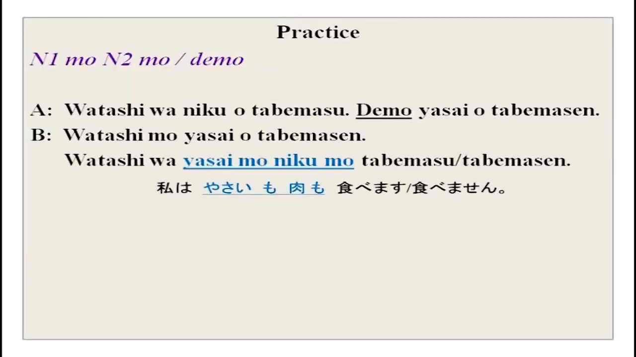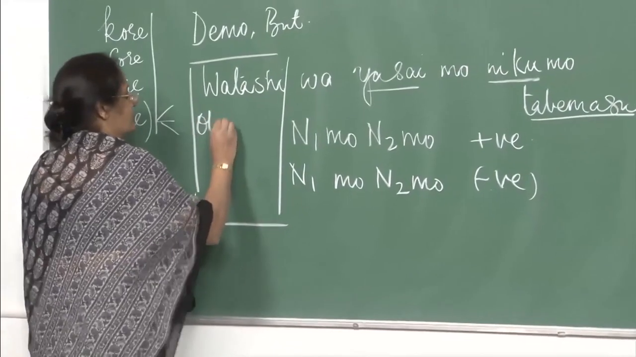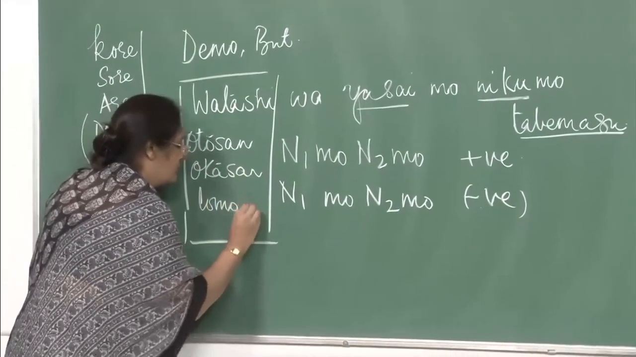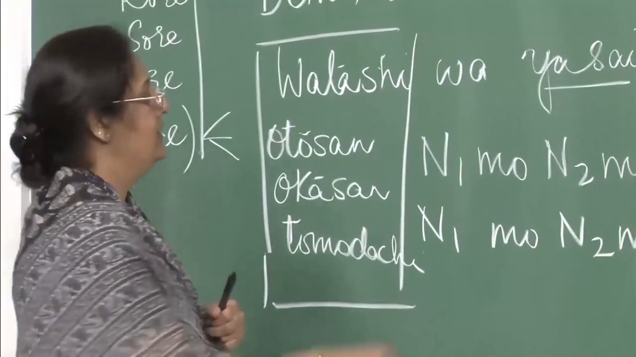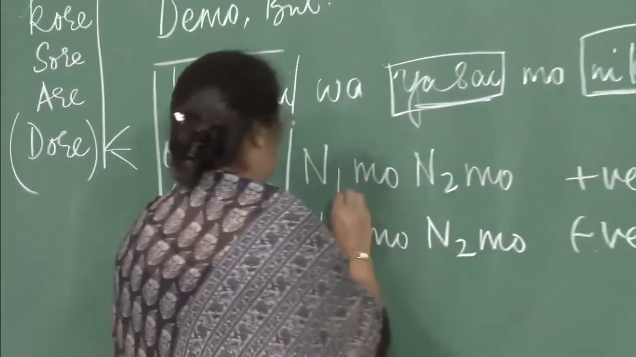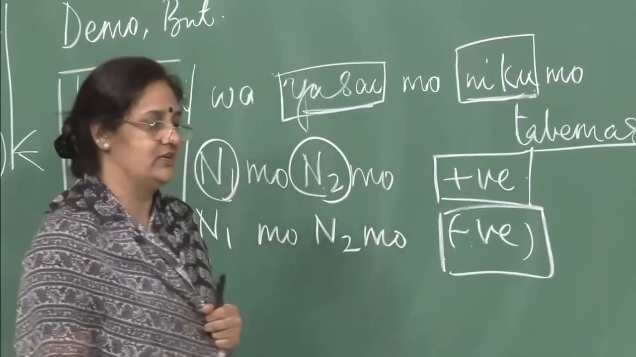The examples are given here. You can practice this. Watashi wa yasai mo niku mo tabemasu. Watashi wa yasai mo niku mo tabemasen. Now, for watashi wa, you can change any other vocabulary that you have done. You can see over here, you can do Otosan, Okasan, Tomodachi. And you can also change this over here. Yasai can also be changed. Niku can also be changed. Noun 1, noun 2, both can be changed. And with that, you can also change the verb over here, as is given.